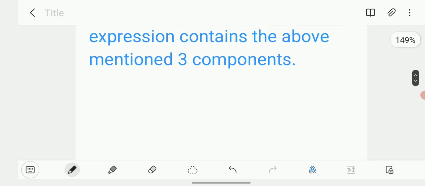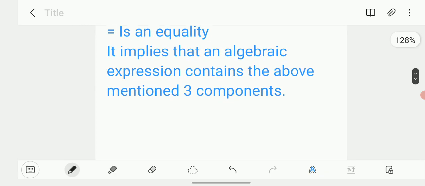Next, if you are having any doubt regarding this, like what is the difference between expression and equations? Expression doesn't contain an equality sign. Okay, an expression never contains an equality sign, but an equation always contains an equal sign.